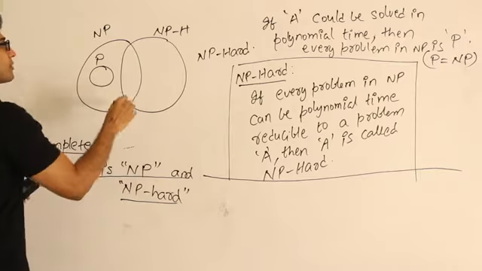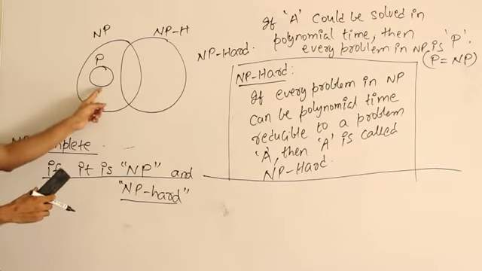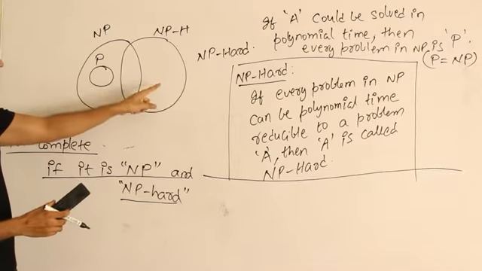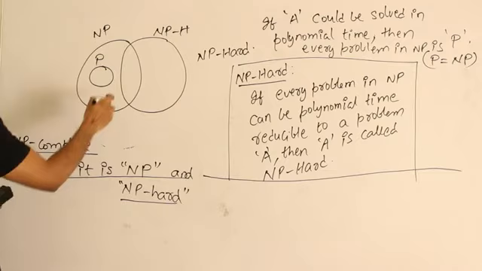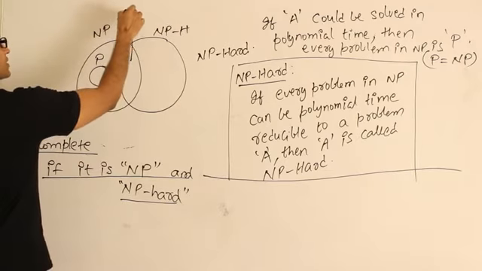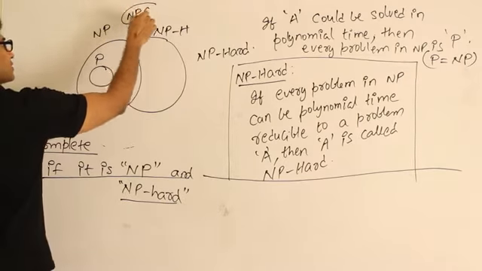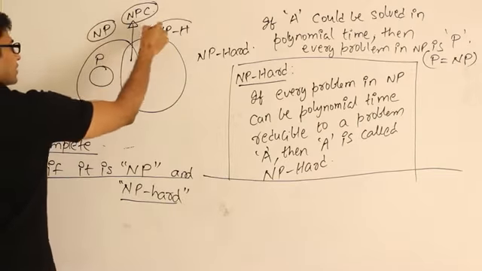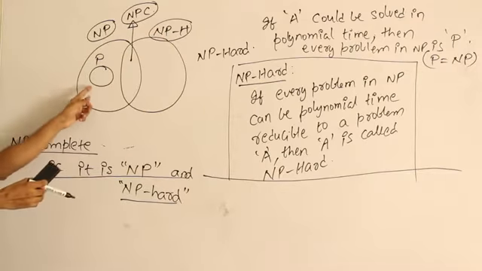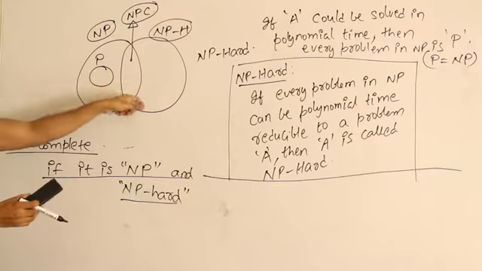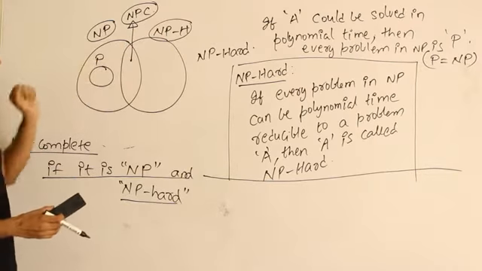And now what is NP complete? A problem which is present in NP and which is NP hard as well is NP complete. Therefore this is NP complete. So this is what many people believe. This circle is NP, this circle is P, this is NP hard, and this is NP complete, right?